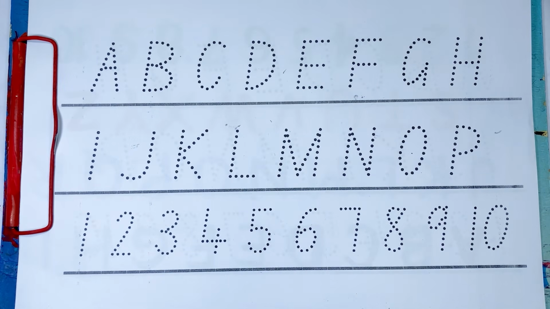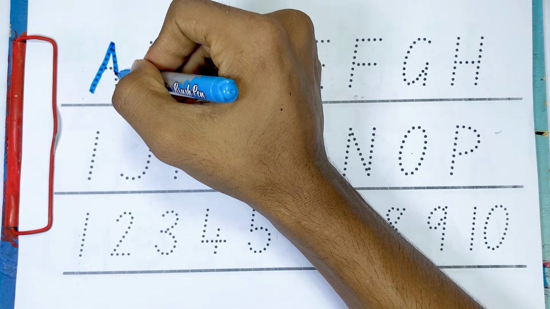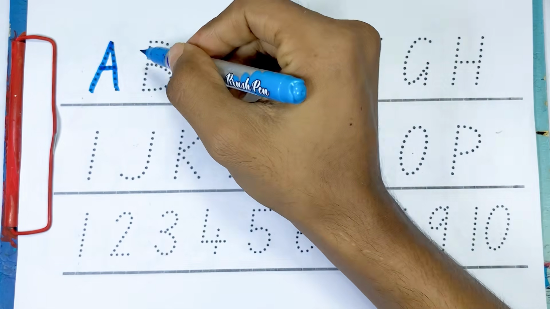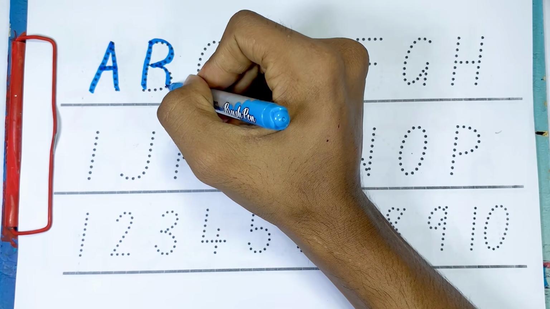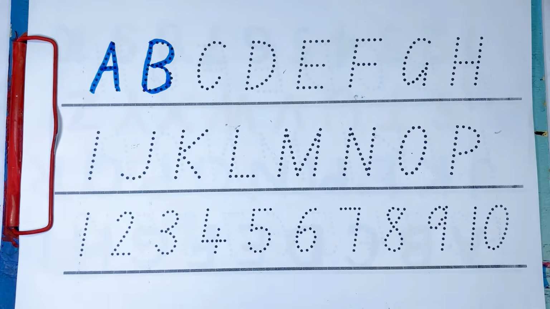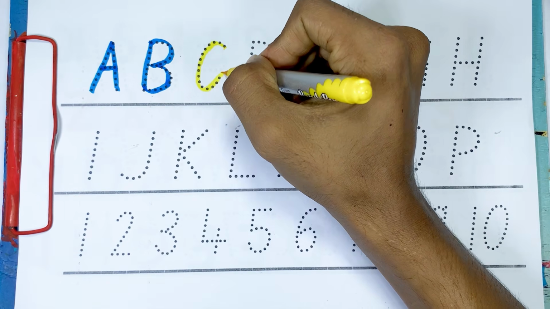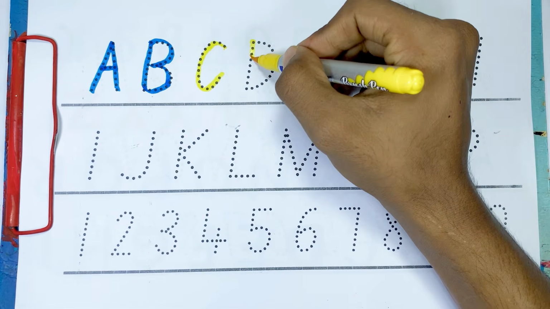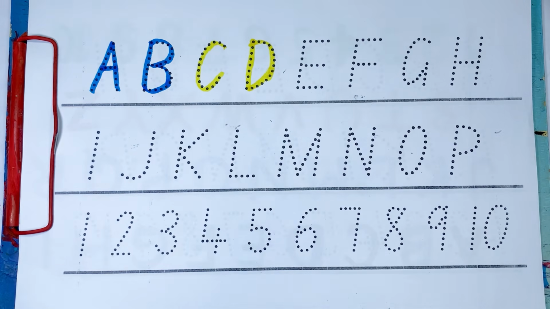Kids, now you draw alphabets. And first you draw A. A for apple. B for ball. Kids, now you draw C. C for cat. D for dog. Kids, now you draw E.